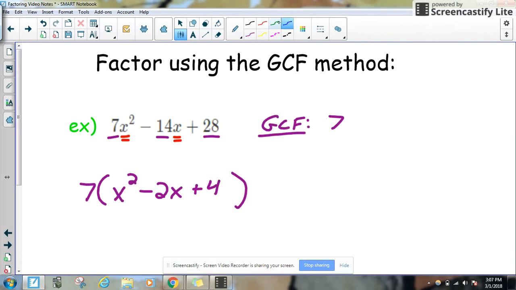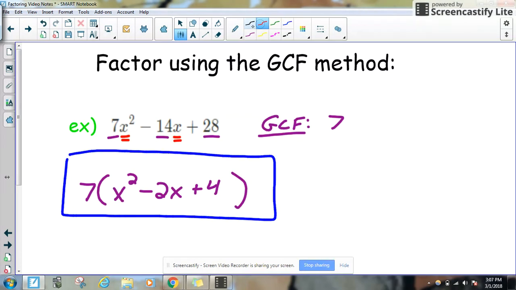Now, it is notable to add that even though this is the final answer to the problem, it is very easy to check your work in this section. If you multiply 7 by x squared, you get 7x squared. If you multiply 7 by negative 2x, you get negative 14x. And if you multiply 7 by 4, you get 28. So this is an awesome unit to be able to check your work.